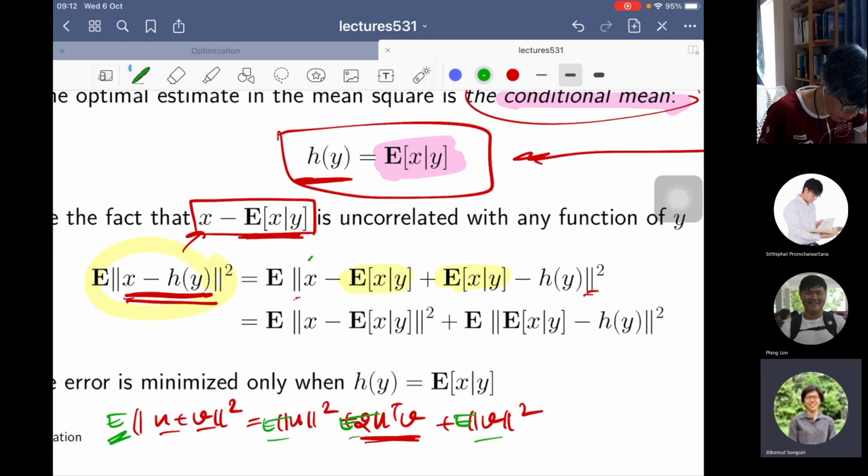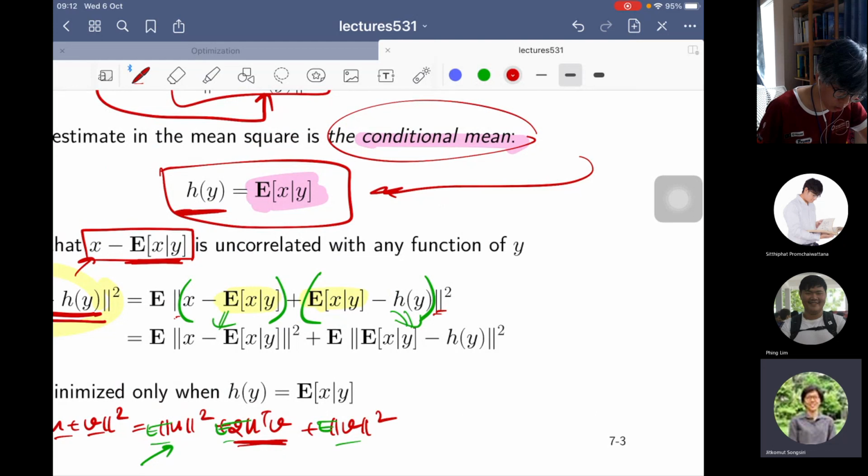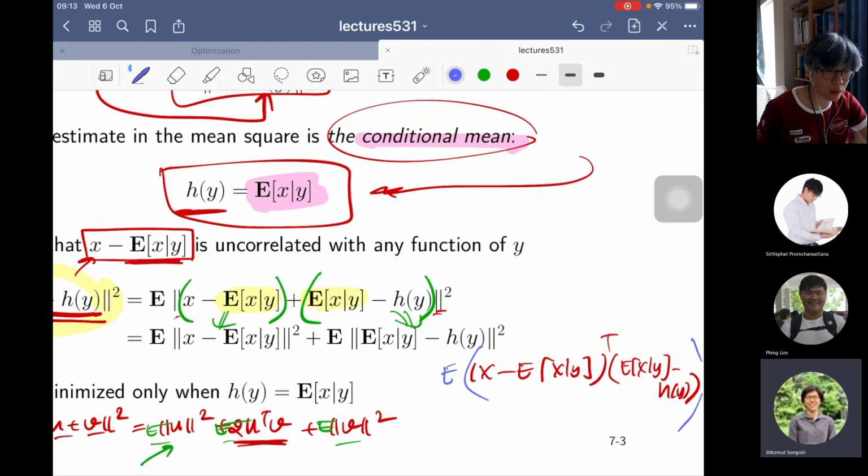Now I would like to split. The reason why I add and subtract the conditional mean of x given y is so that I can see these terms in two groups. When you expand the norm square, the first term is this, and the norm square of the second term is this. But we also have the crossing term. The crossing term is going to be x minus E[x given y], times E[x given y] minus h(y). Everyone follow this? The term I wrote here is the crossing term.